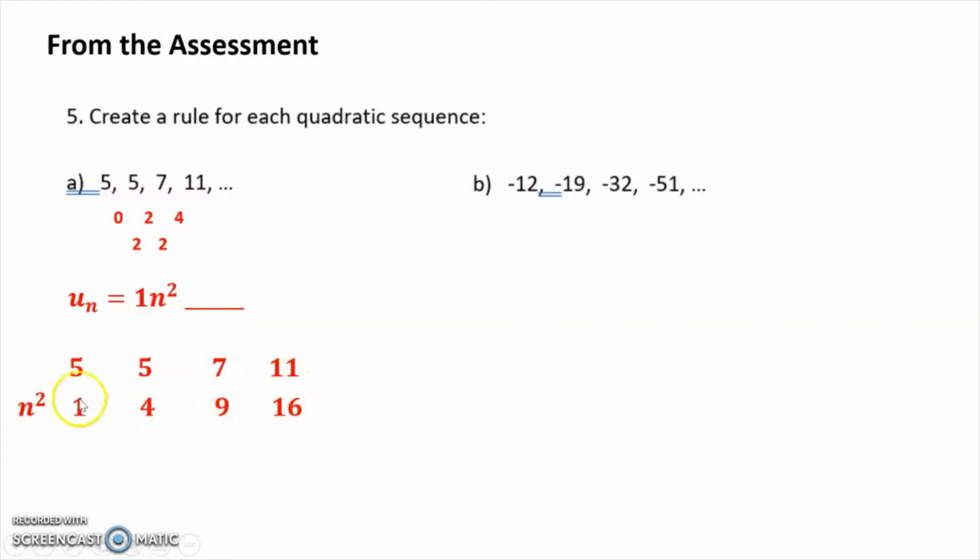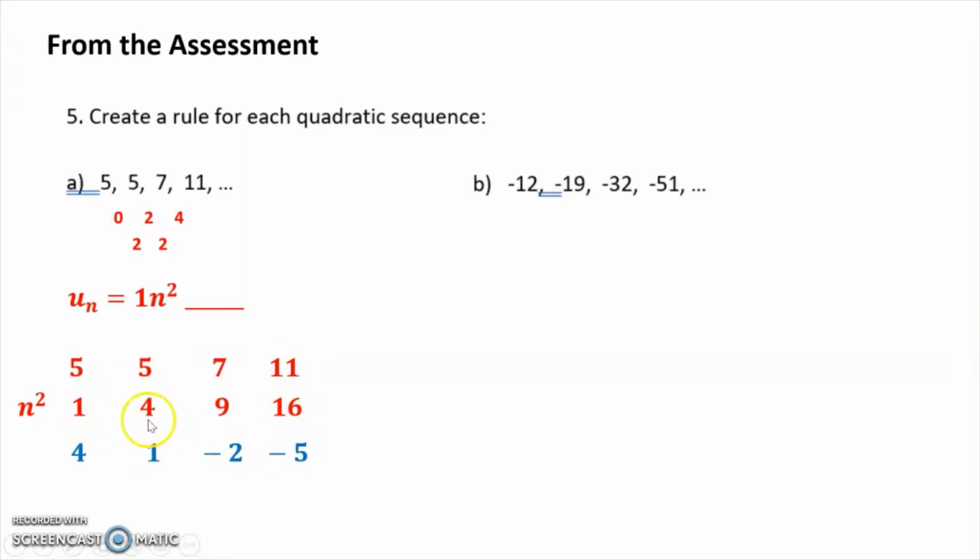But our sequence is like this. So we need more. 1 is not good enough. We need 5. So we need to add 4 to make it 5. And here we have a 4, but we need a 5. So we need to add 1. Here we have a 9, but it's a 7. So we need to subtract 2. And here's 16, but we need 11, so subtract 5.